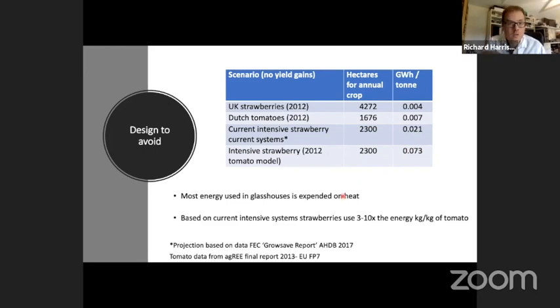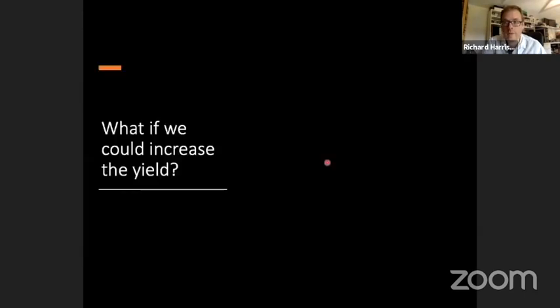That shows that we can't just adopt systems that are used in other crops and take them out to other horticultural crops. So something needs to change, and I think that that's both the growing system and the genetics, which is what I'm going to talk about in a minute.